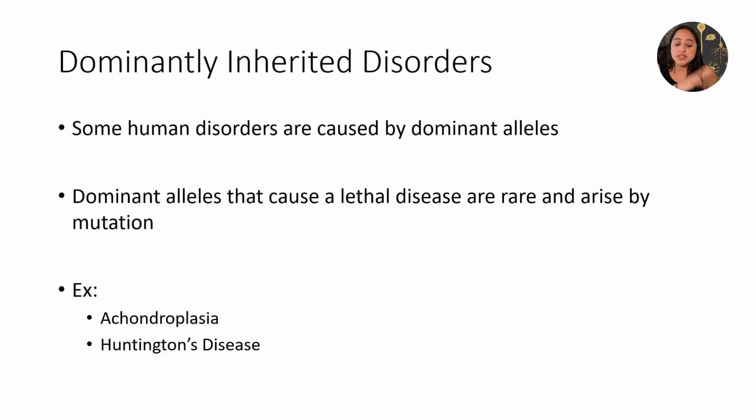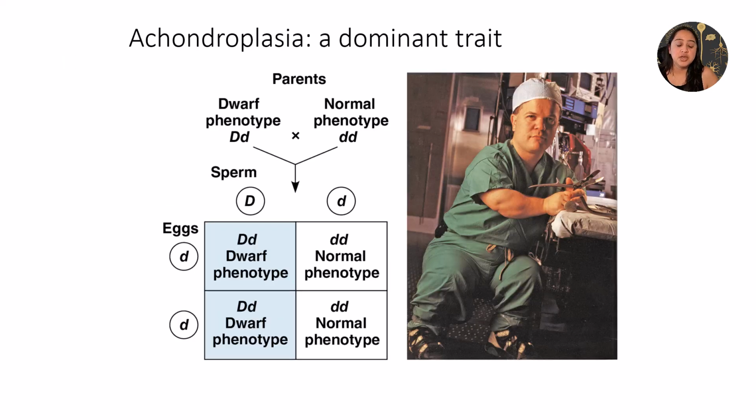So most human disorders are recessive. Some are caused by dominant alleles. Dominant alleles that cause a lethal disease are usually rare and arise by mutation. And some examples of dominant inherited traits or disorders are achondroplasia and Huntington's disease. So achondroplasia is also known as dwarfism. And so it's actually a dominant trait.